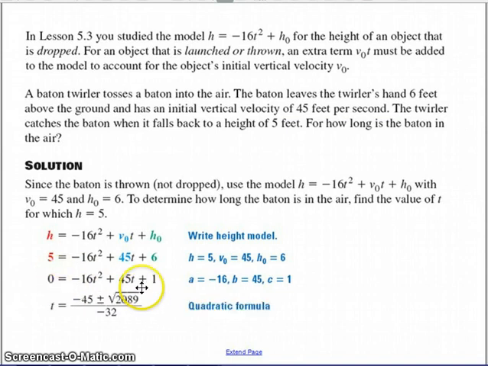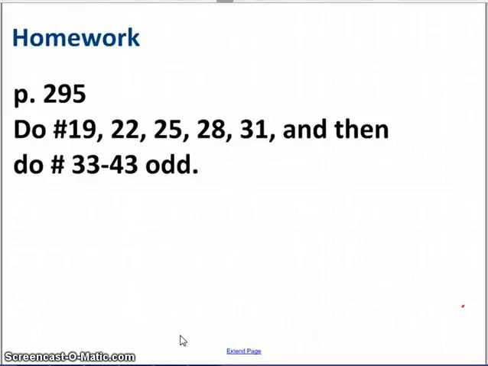You go ahead and apply that quadratic formula, and you're going to find the time is this fairly complicated looking answer. But fortunately, with a calculator, you can find that the time, well, the positive time, the one that makes sense, is 2.8 seconds. And that's about how long the baton is in the air. Don't hesitate to come in with questions if you didn't understand that, and there's your homework.